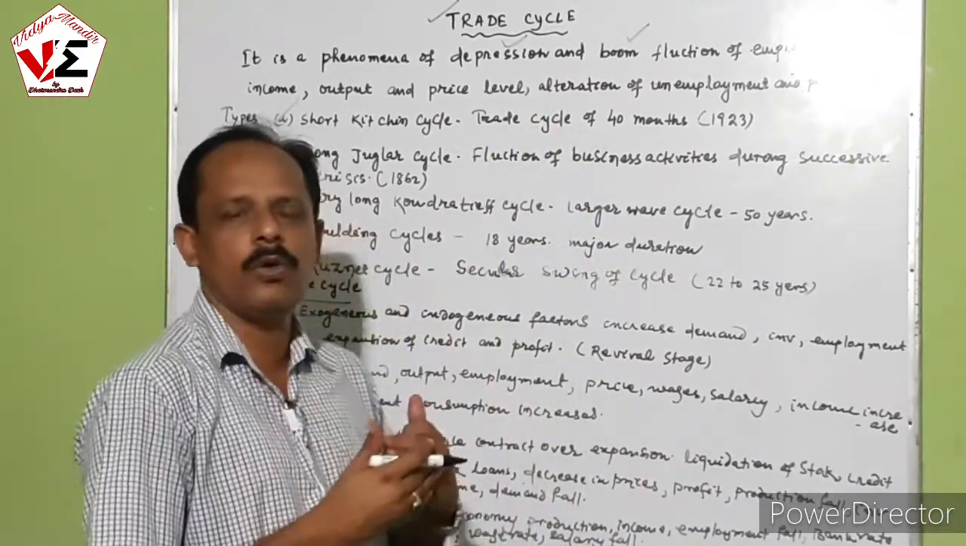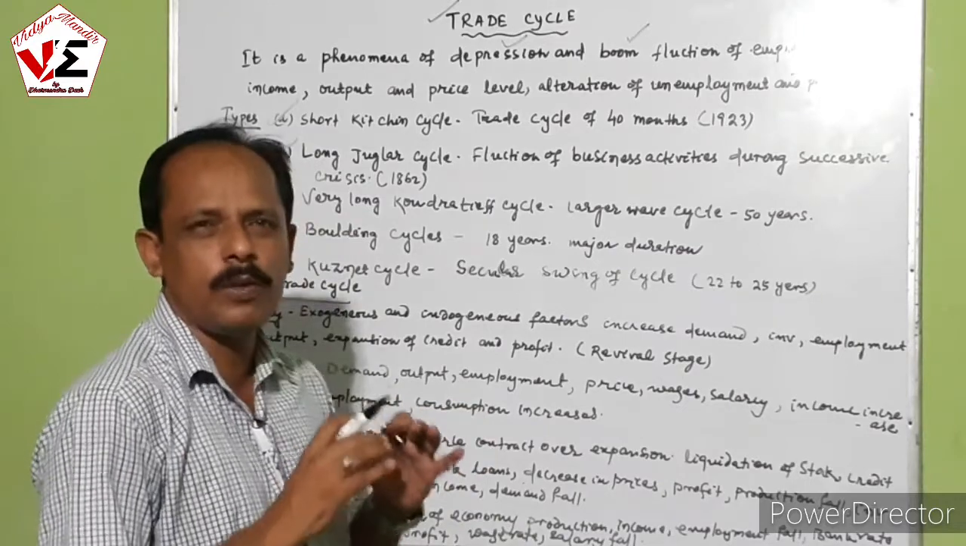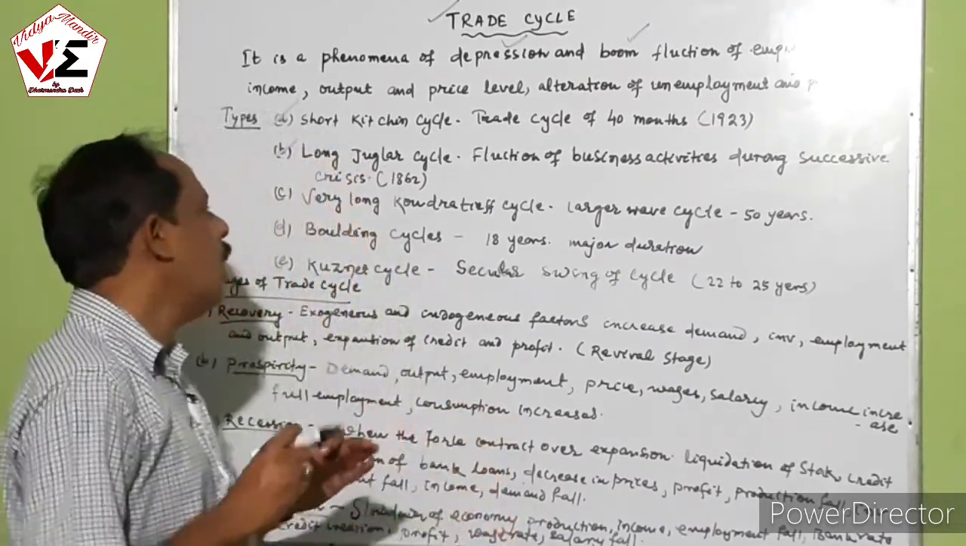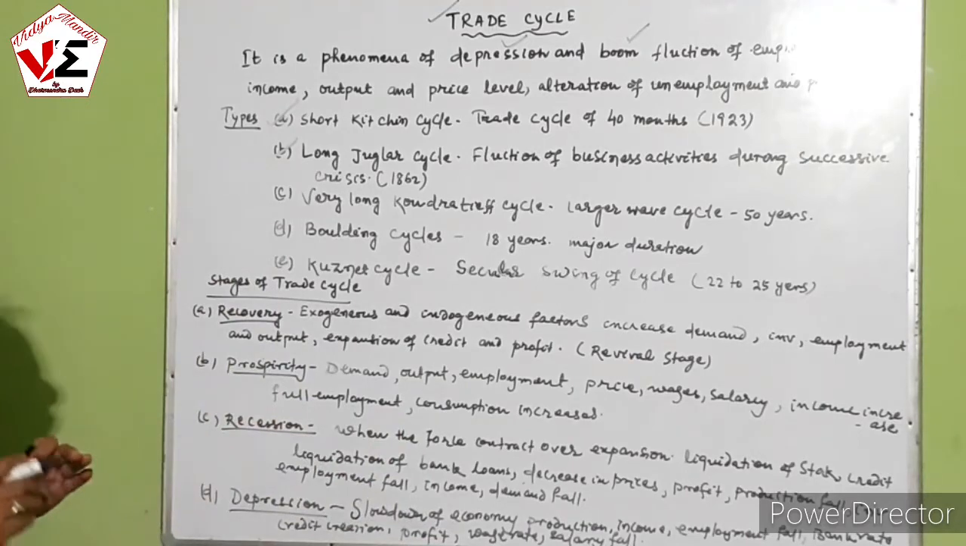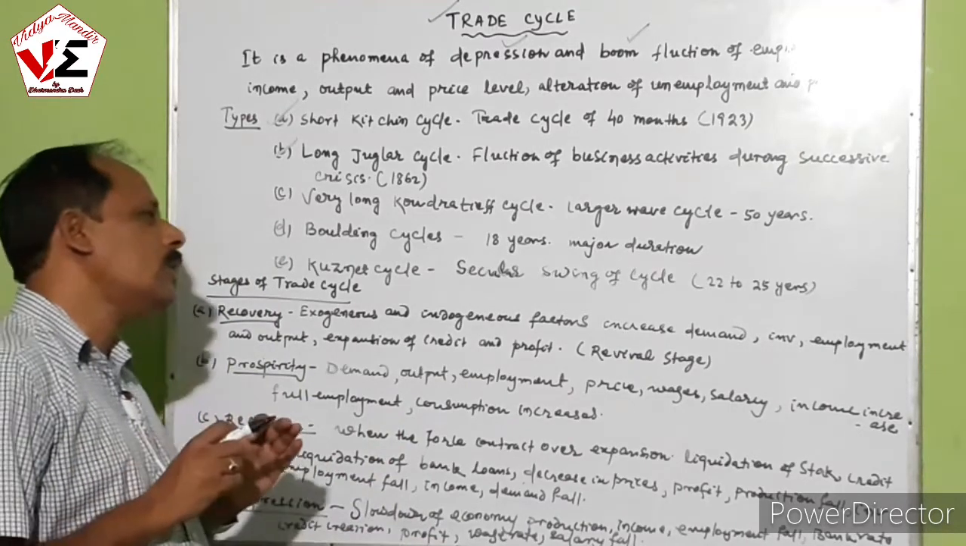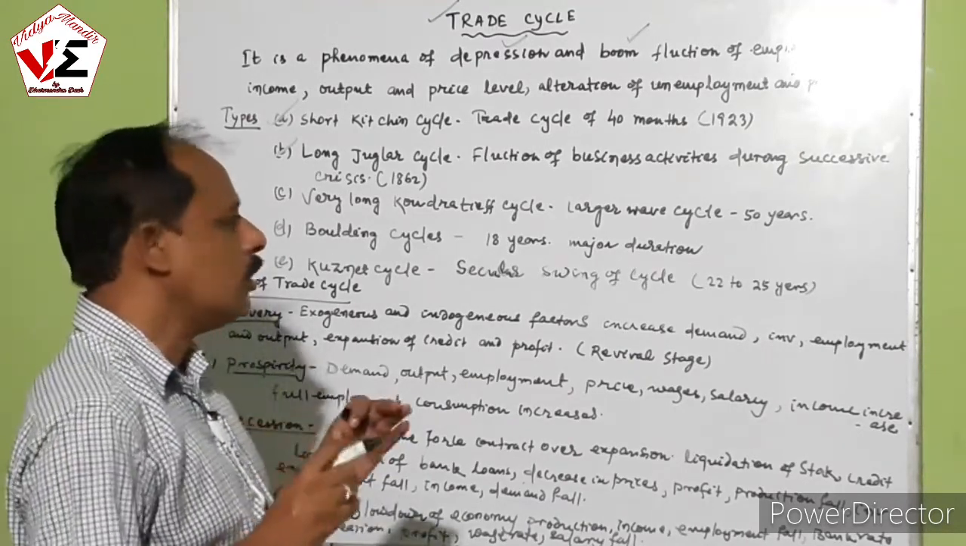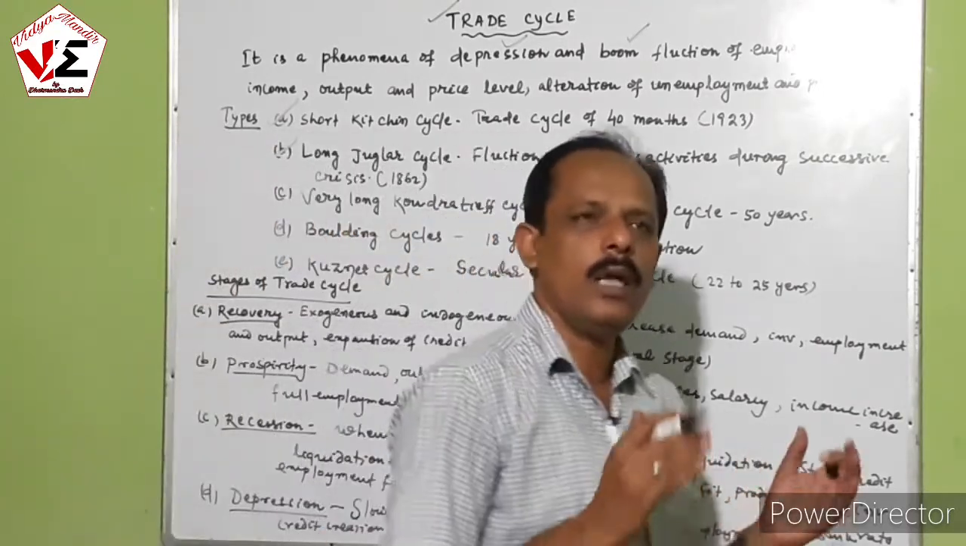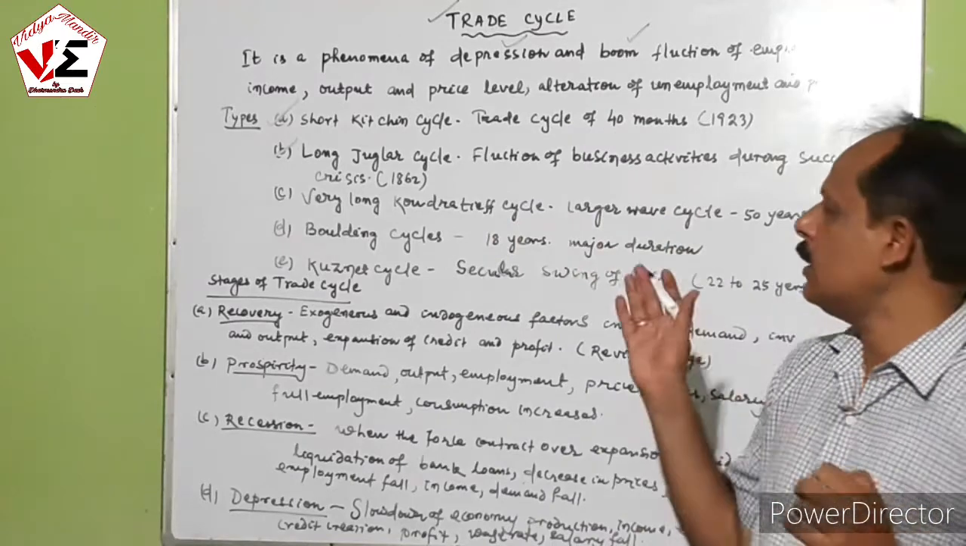That's a fall of the economy that continues for 50 years, a very long period. That's your contractive cycle. And the Bolding cycle consists of 18 years of major duration, the time it takes from prosperity to recovery, 18 years.